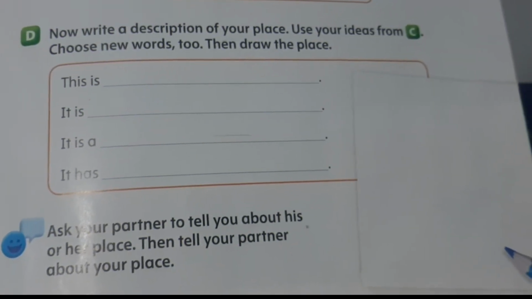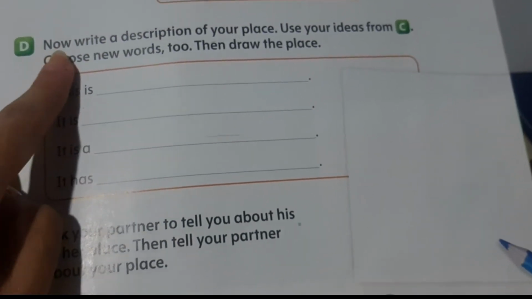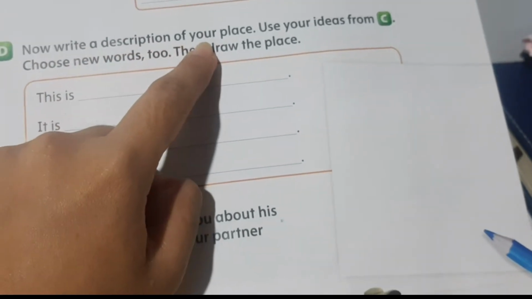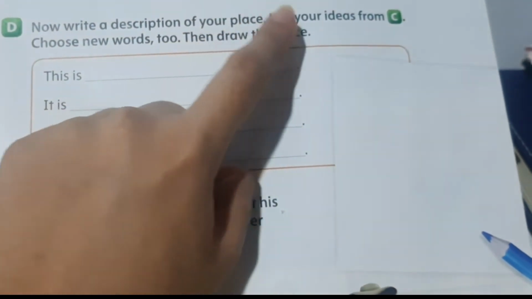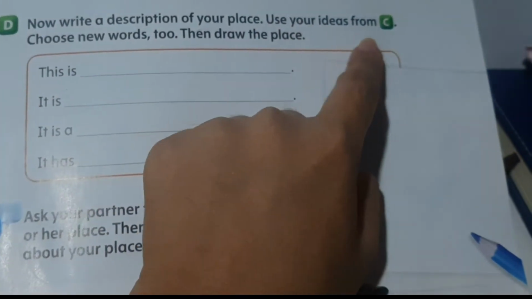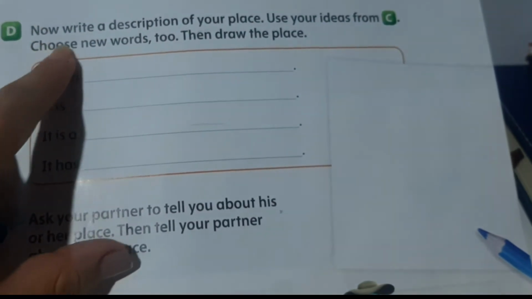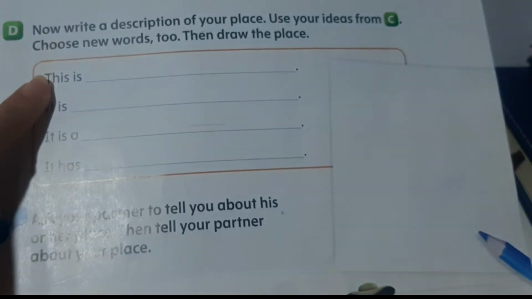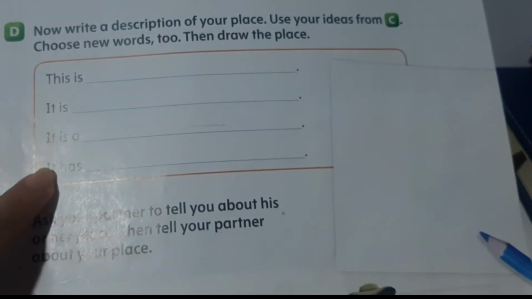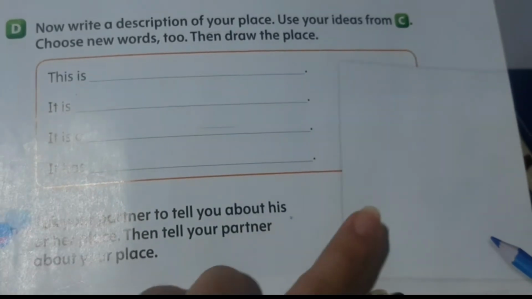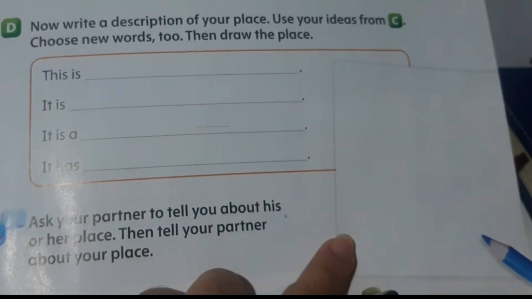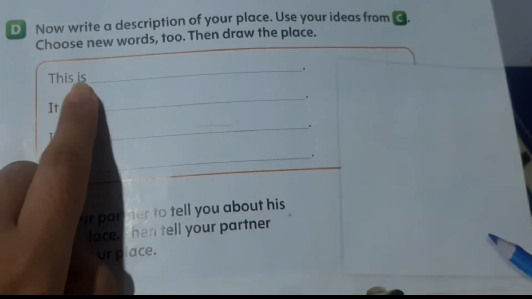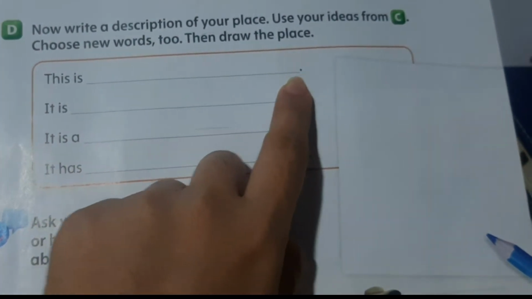Now let's have an activity. I want you to write a description of the place you have chosen. Use your ideas from the diagram. You can choose new words too. After you write the information from the diagram here, I want you to draw the place inside the box. In here, I want you to write the name of the place.